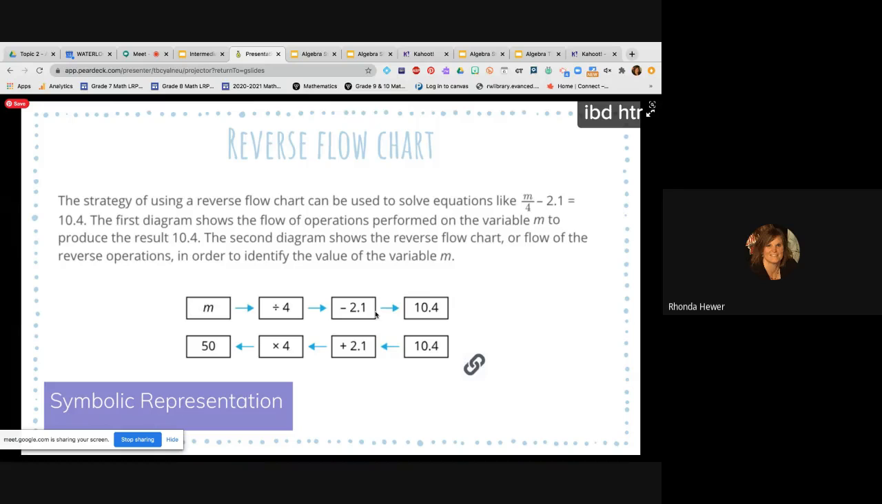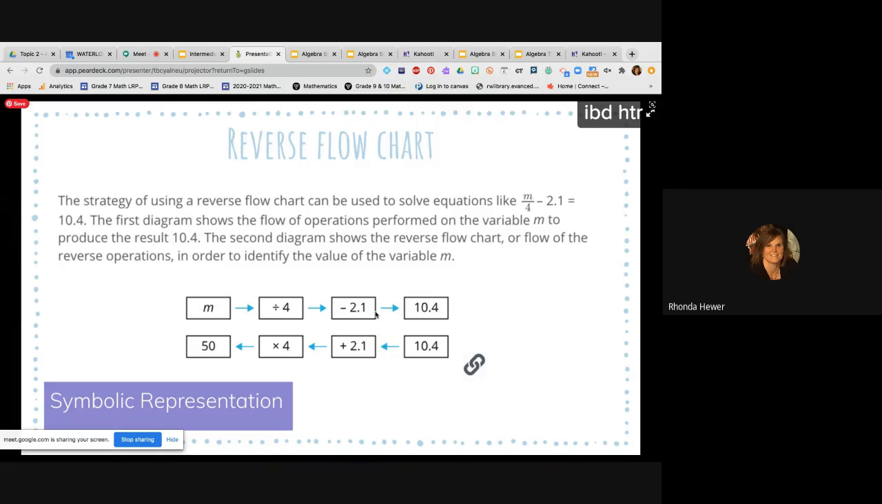So on the top, it would be, what would I be doing to variable m for this expression that you see up here in the words? So we've got m divided by 4 minus 2.1 equals 10.4. So we would take m, divide it by 4, subtract 2.1, and that would give us 10.4. So let's do that in reverse. We would take 10.4, add 2.1, multiply it by 4, and that's going to give us 50. So this is the symbolic representation, and it's including decimals here.